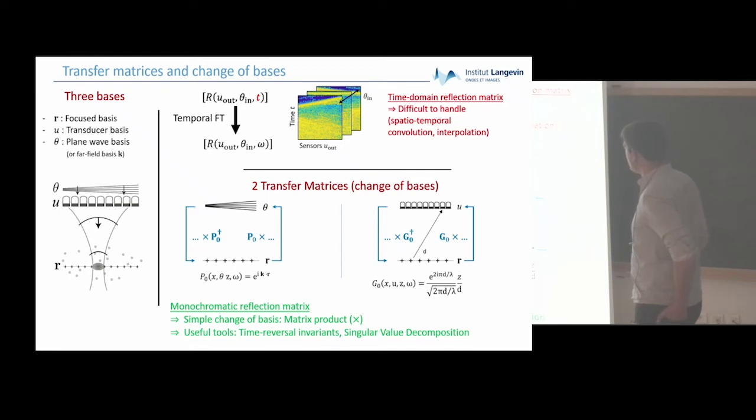Or you can use the Green function between the transducer basis and the focal plane to propagate the data from these transducers to the point inside the medium. Okay? So like that, you can simply change the basis by just applying a matrix product on the right or the left of the reflection matrix. And as I will show you, you can study important quantities such as the time reversal invariance. You can perform singular value decomposition because you are first in the Fourier domain.